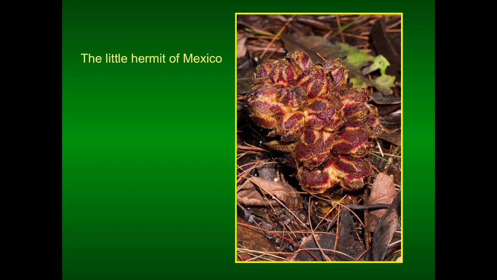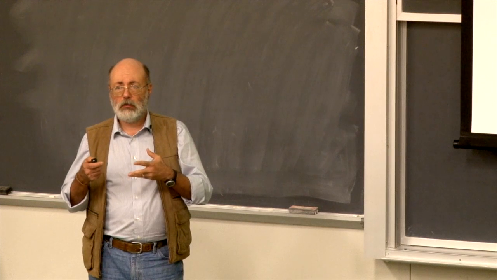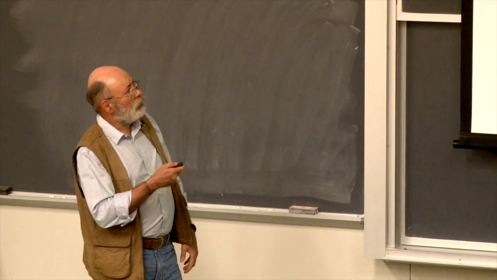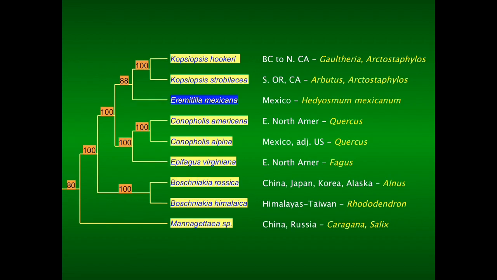And the only reason that I put this up again is to show you that these things aren't just variations on a theme, but they're actually using different hosts, and so they have different life histories. And so the two species of Copsiopsis are parasitic on various members, shrubby members of the Ericaceae. Arbutus is a genus we have in Texas, and the rest of these are mostly things that are out west.